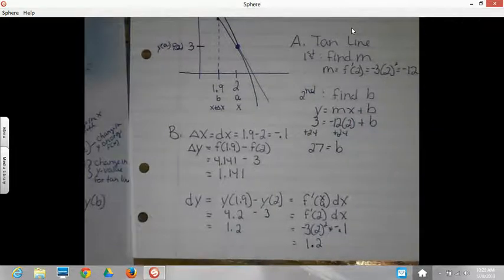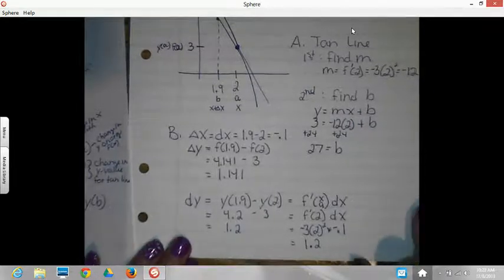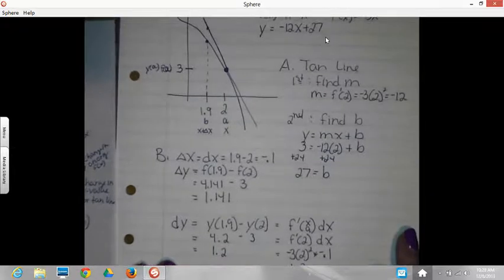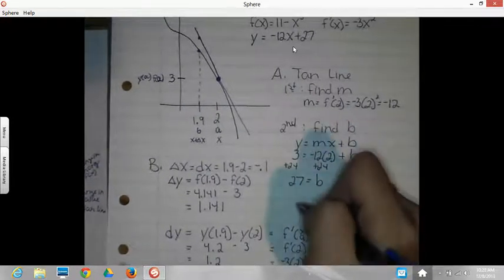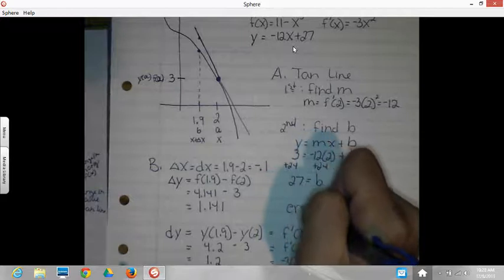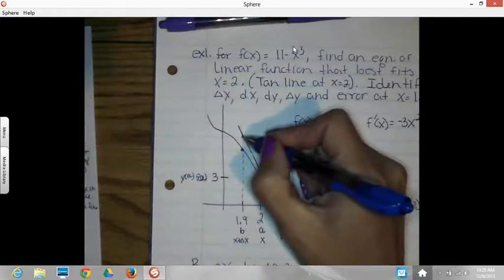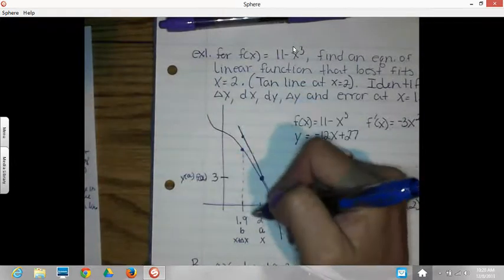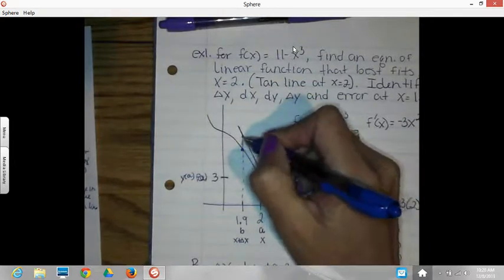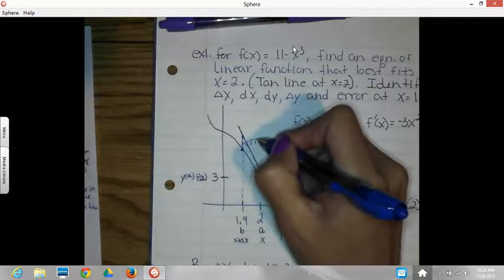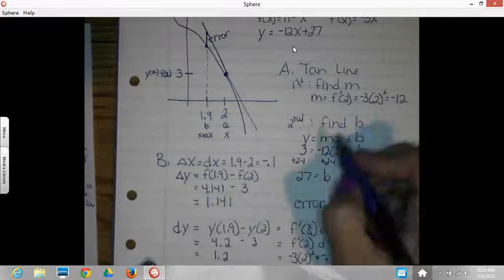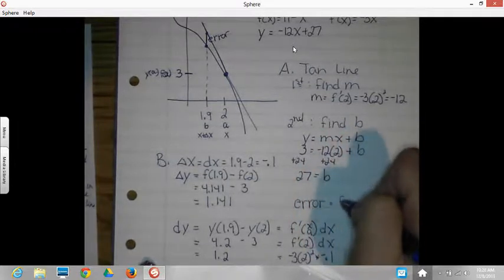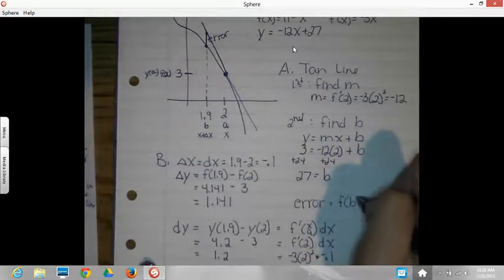Okay, and then the last thing we need is the error at 1.9. Glad I started a new page. I'm still running out of room. And the error is how far apart these two functions are at that second y value. This distance in here is our error. So that is f of b minus y of b.